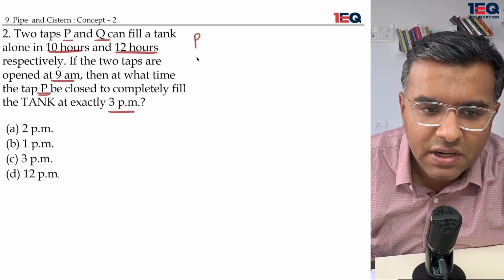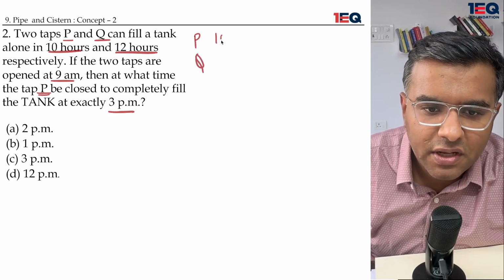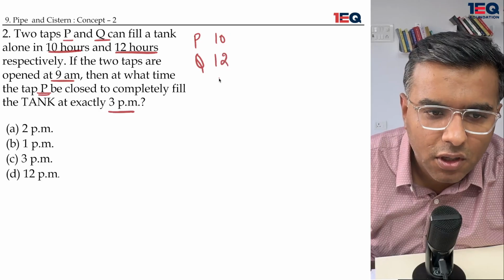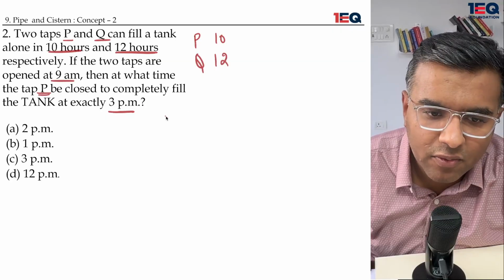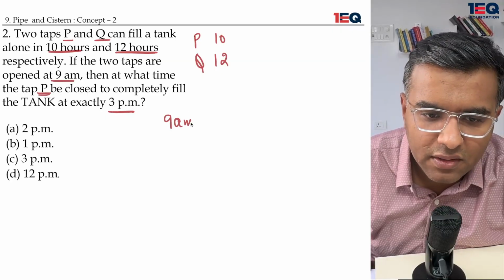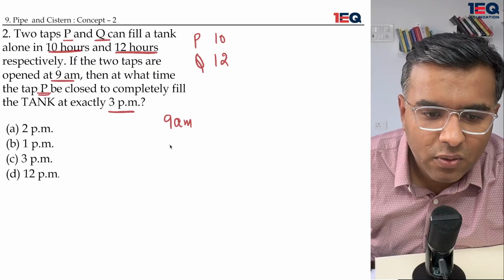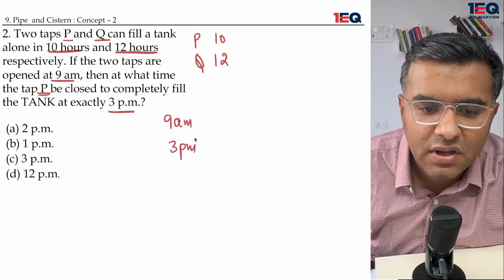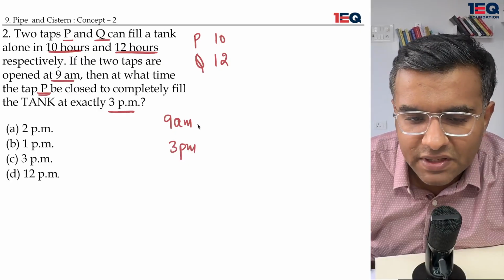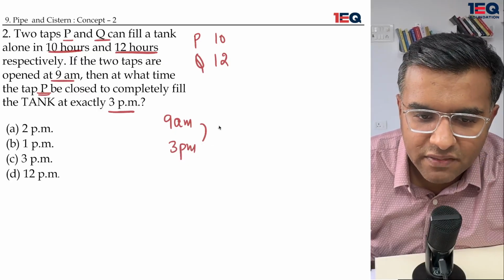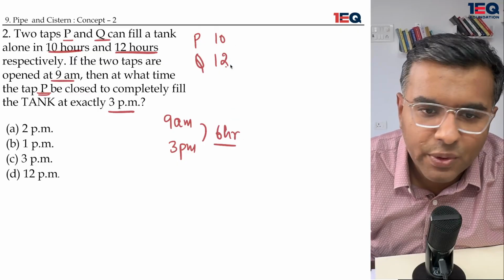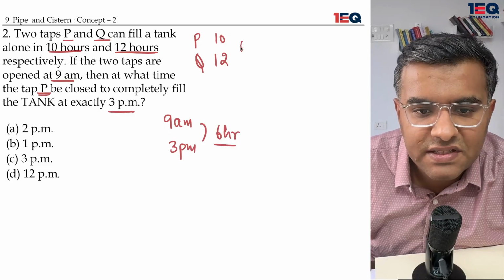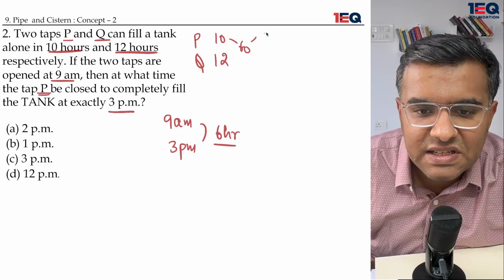So which of them would be the case? I'll start with P and Q here. P can do it in 10 hours. Q can do it in 12 hours. If the two taps are opened at 9 a.m., things are starting off at 9 a.m. Now till 3 p.m., how much time do I have? 3 hours till 12 p.m. and 3 hours till 3 p.m. So I have 6 hours. Okay, so 10 and 12. The LCM comes out to be 60. 6 units of efficiency here and 5 units of efficiency here.